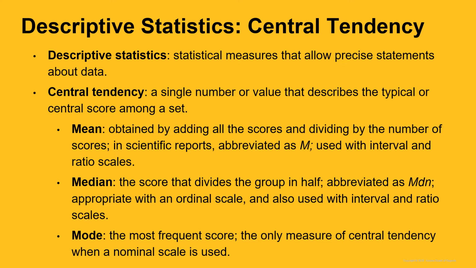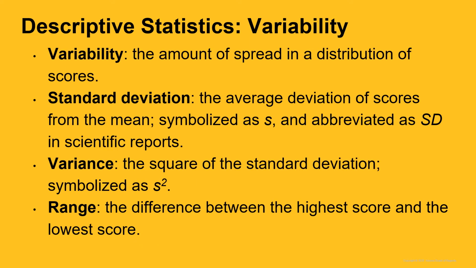Interval and ratio go with the mean. Ordinal scales typically go with the median, but can also be used with interval and ratio. And then finally, the mode is the only measure where a nominal scale is used. So just keep these connections in mind moving forward.